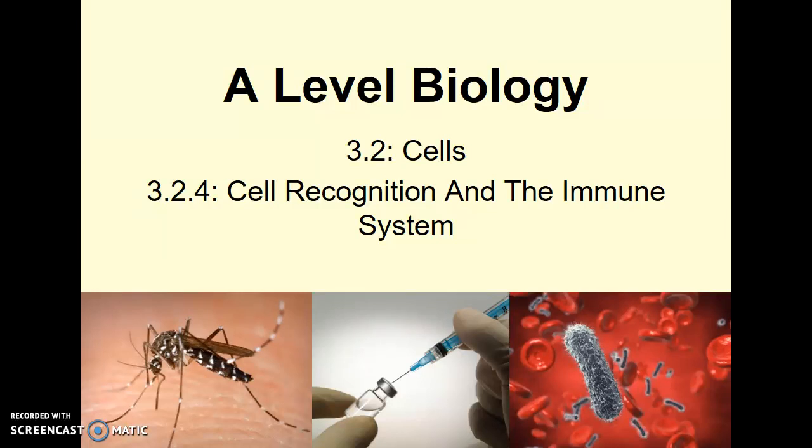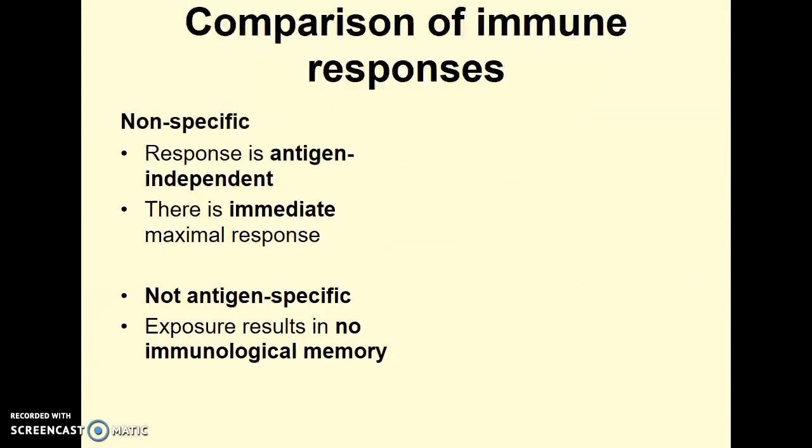This video is about the specific immune response, part of the section on cell recognition and the immune system. You've already looked at the non-specific immune response. You've seen that it is antigen independent. It doesn't matter what sort of antigen it is, the response is exactly the same. There is also an immediate maximal response. As soon as a pathogen is detected, inflammation, localized temperature increase or fever, and edema or swelling will occur.